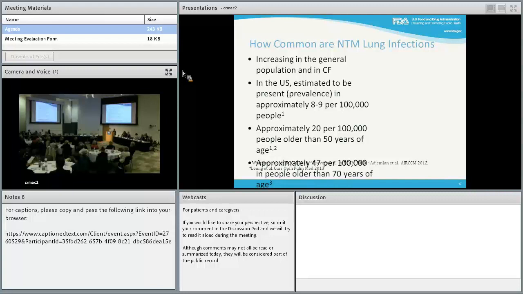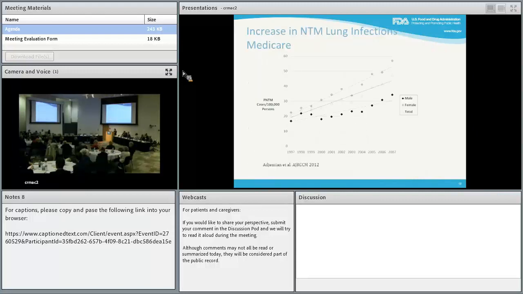How common are these infections in the United States? So generally, NTM lung infection is what we consider an orphan disease, which means it generally affects less than 250,000 people in the United States. But there is a general consensus that the disease is increasing, both in the general population and in patients with cystic fibrosis. The estimates vary depending on where you are geographically, but approximately 8 per 100,000 people are infected. But this number increases with age, to approximately 20 per 100,000 people in people older than 50 years of age, and to 47 per 100,000 in those older than 70 years of age.